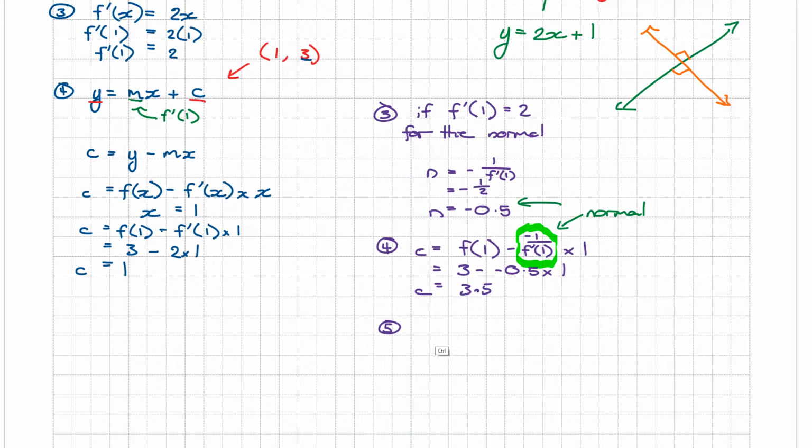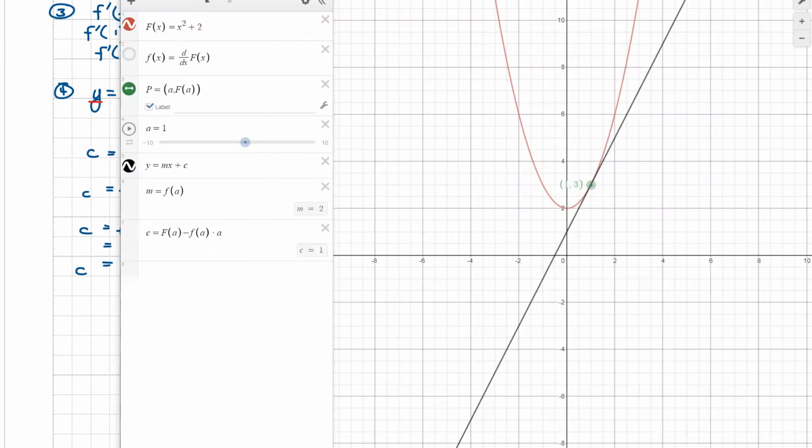So bringing it all together in step 5, the equation that describes the normal to the function at x equals 1 is simply going to be -0.5x plus 3.5, like so.